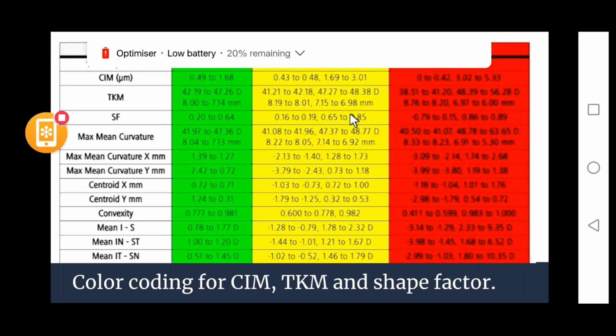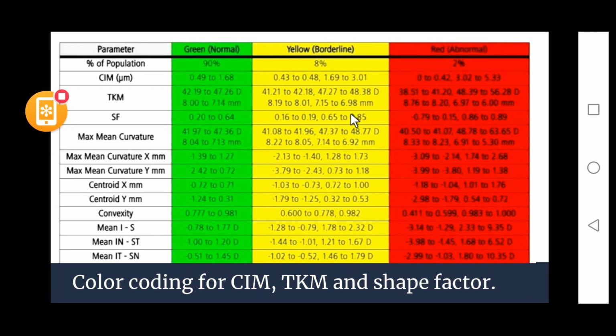So if the cornea is getting steep, that means it is getting prolate, and if it is getting prolate, it may be a sign of developing some kind of ectatic disorders, right? And so on. Now in the red values, let me tell you something: in yellow and red, especially in red, you will see values on both the ends.